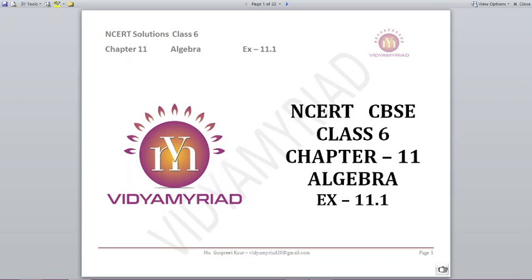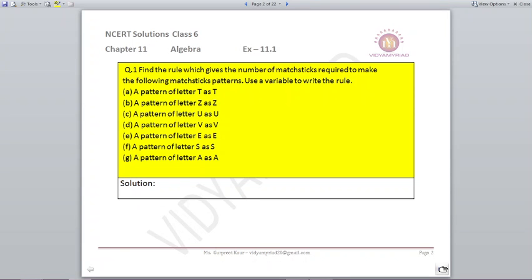This video is made for class 6 on chapter number 11 Algebra, and today we are going to begin with exercise 11.1 from NCERT. Let's begin with question number 1. Find the rule which gives the number of matchsticks required to make the following matchstick pattern. Use a variable to write the rule.